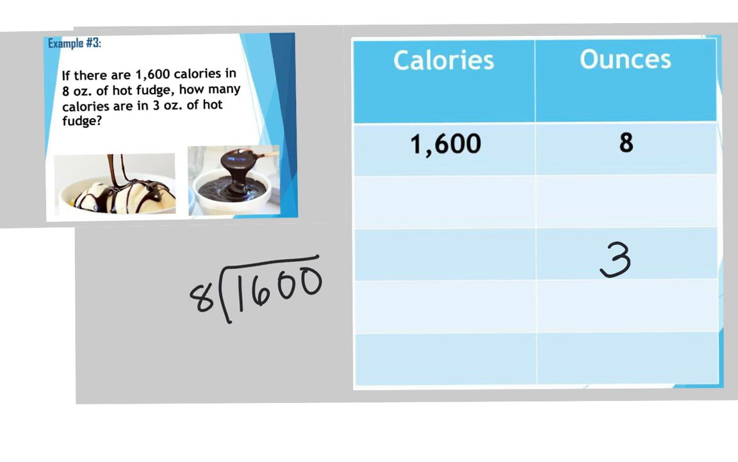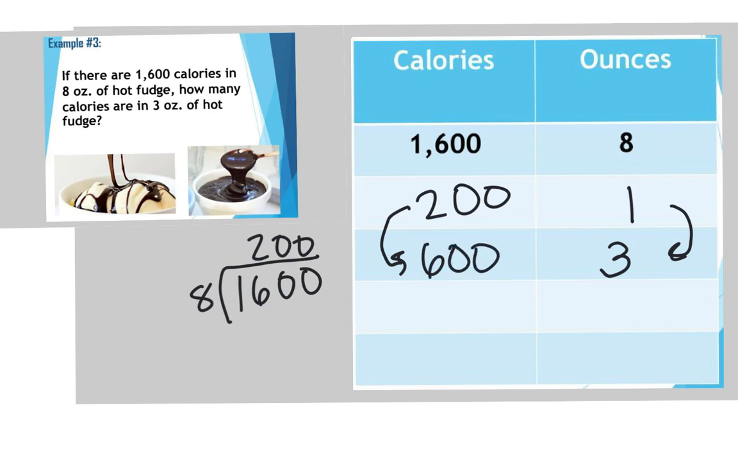So how many times does 8 go into 16? Well, it goes in 2, and then I can just add those 2 zeros. So for every 1 ounce, there are 200 calories. Now, 1 does go into 3, and we would do 1 times 3, and then 200 times 3 gives me 600. So sometimes we have to simplify in order to solve the table.